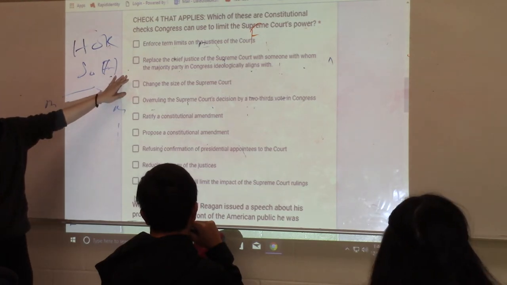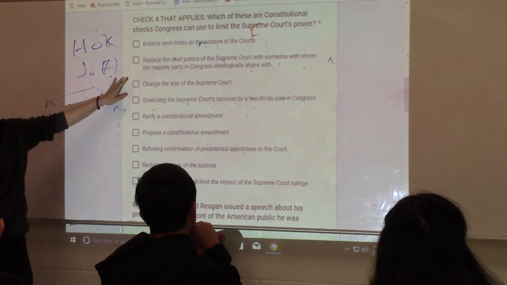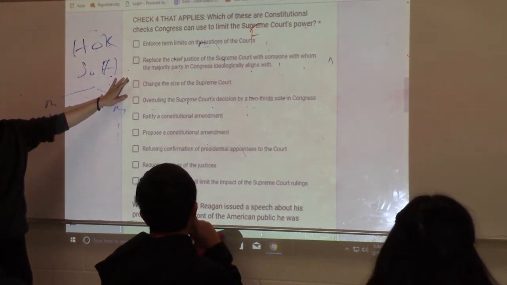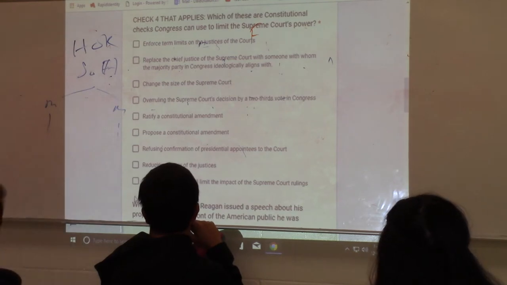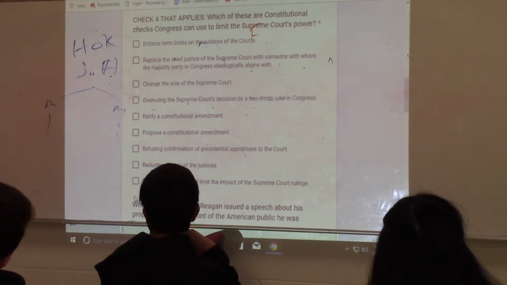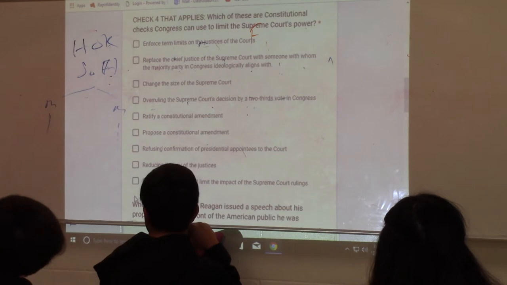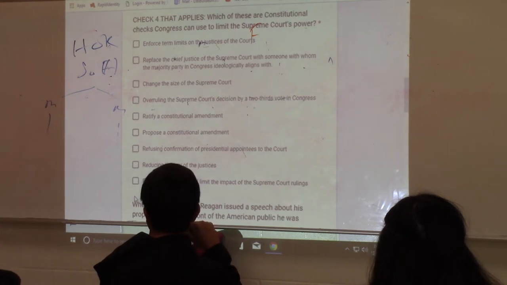Replace the Chief Justice of the Supreme Court with someone with whom a majority party Congress ideally aligns. No, they can't do that. Or it's too difficult to. They can't do that. Why? Because you don't fire judges or justices, they get appointed. What's the only way in which you can actually remove them? Die, impeach, or retire.